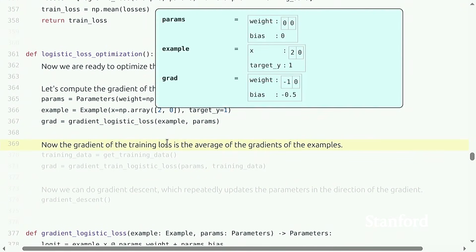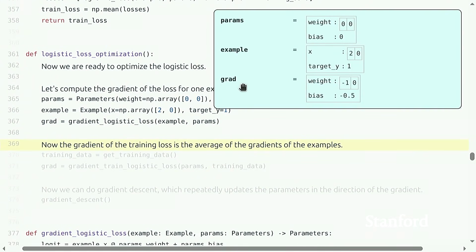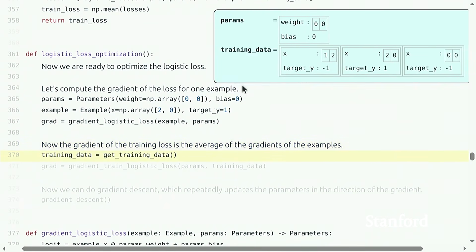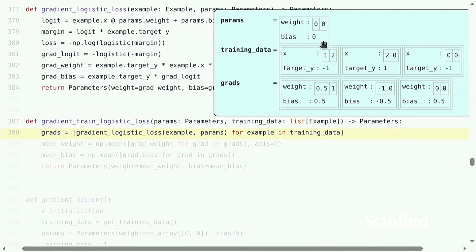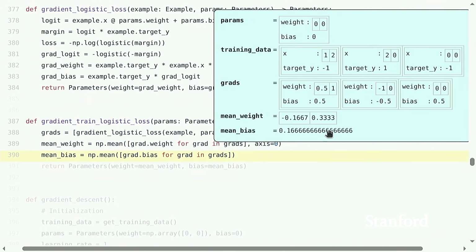Now the gradient of the training loss is just the average of the gradients of the 3 examples. If I have my training examples, I compute the gradient of the logistic loss for each example, I get these 3 things here, and then I'm just going to average them. Notice one thing, which is the type signature: the gradient, remember, is the same shape as the parameters. So if the parameters have weight and bias, then the gradients also have weight and bias.